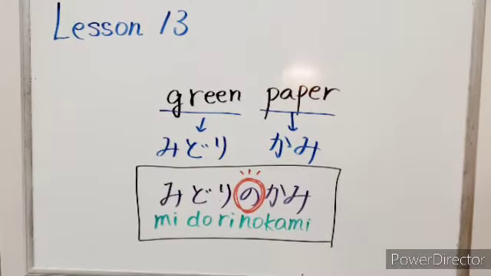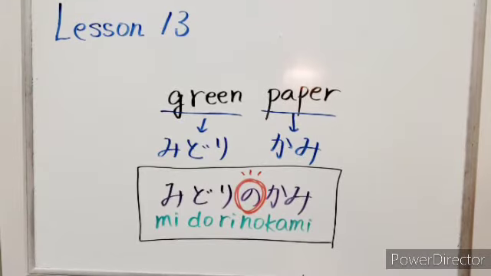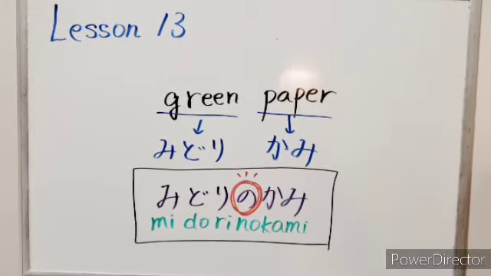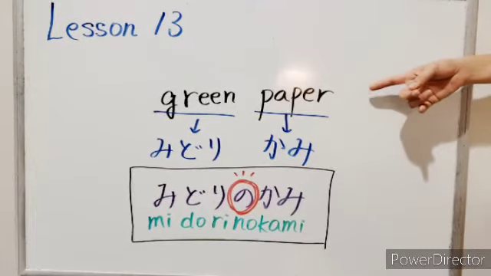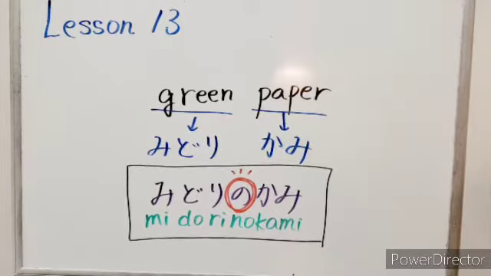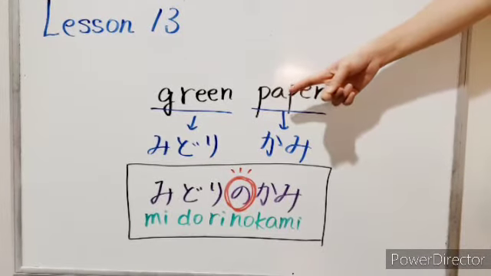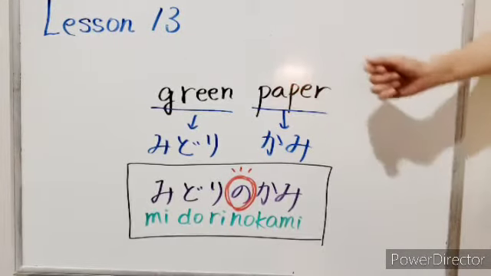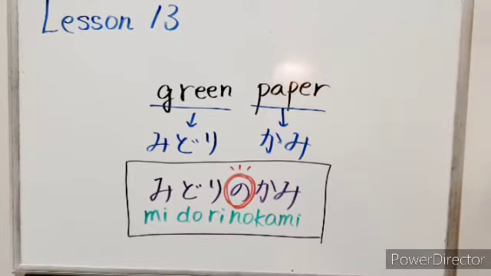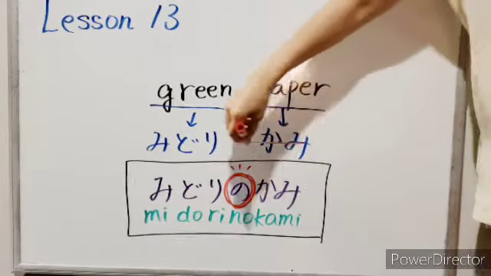Then let's learn how to describe the colors of the objects. For example, when you want to say green paper in Japanese, how can you say that? We just learned green is midori. So you may want to say midori kami. But this is not natural.